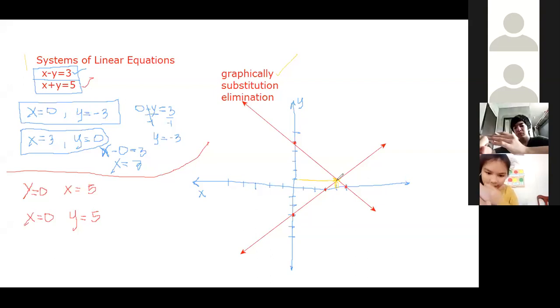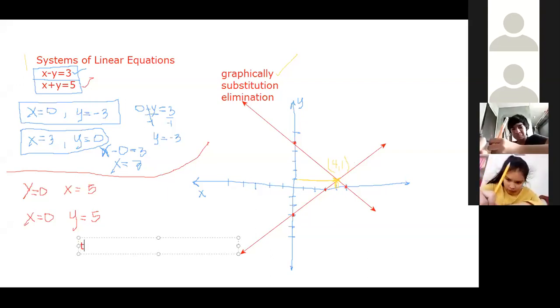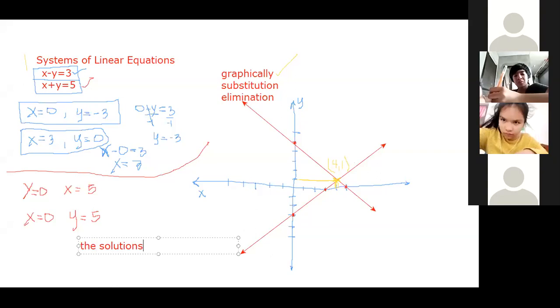So, the coordinate of the intersection is, I think 4 ang x. Kasi nga, 1, 2, 3, 4. Then, ito 4 banda. And then, y is 1. And so, therefore, the solution or the answer, this is now the final answer. The solution of the system of linear equation, the solution is 4, 1. And this is now your final answer.